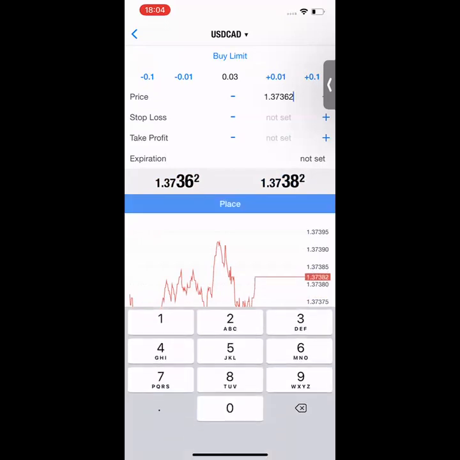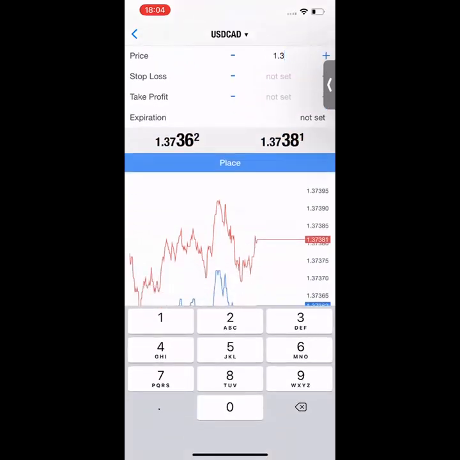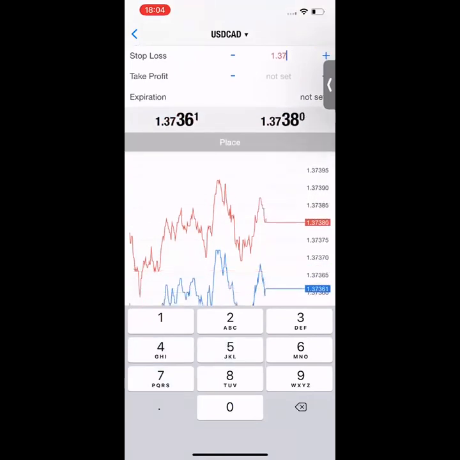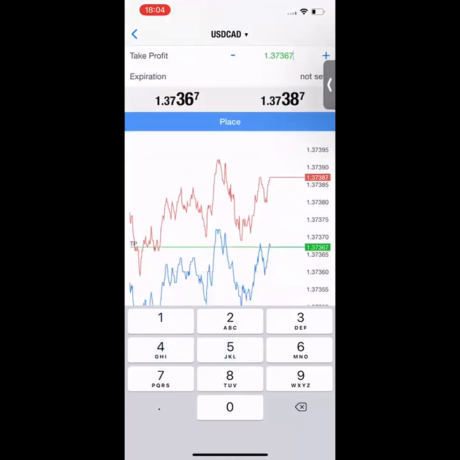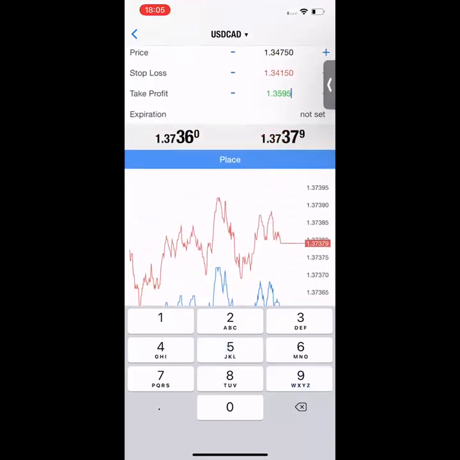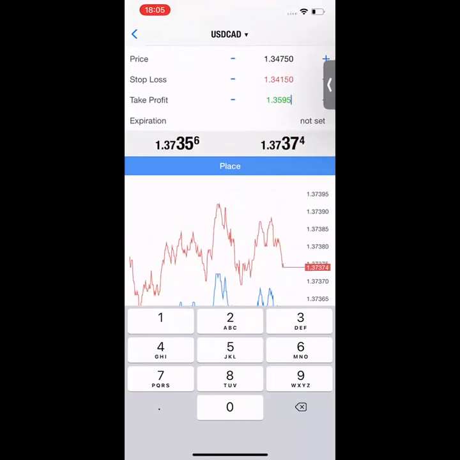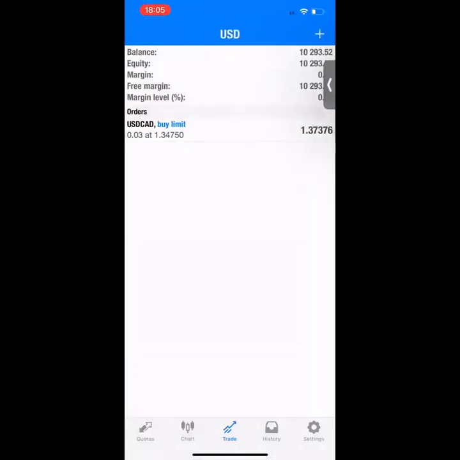I think that went off, so let's put it back. 1.3475, that's our entry price. And the stop loss is 1.3415. And of course, the take profit is 1.3595. Once I am done with this, you can see this blue line where we have placed. I simply tap on it, and of course, my order is placed for me. So once the conditions are met, this order is going to be triggered.